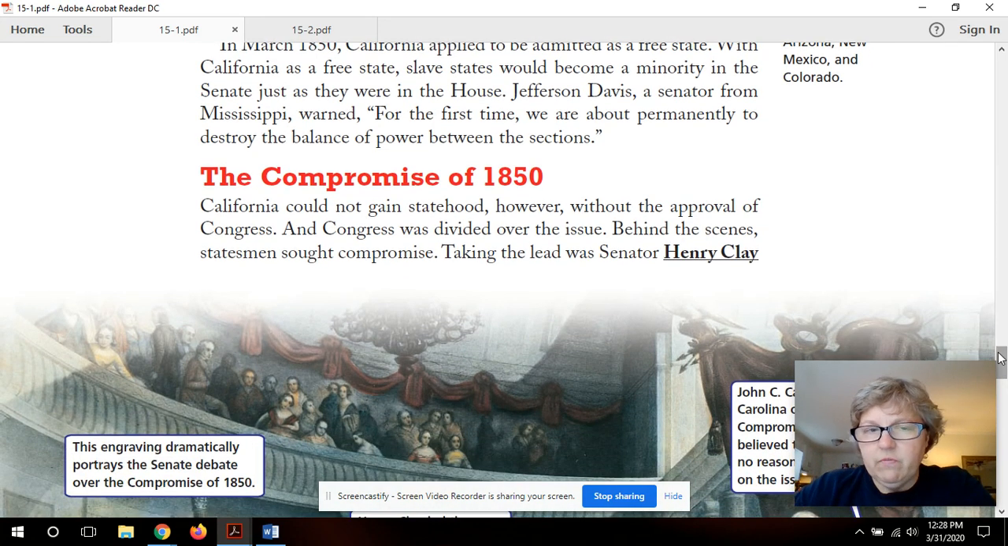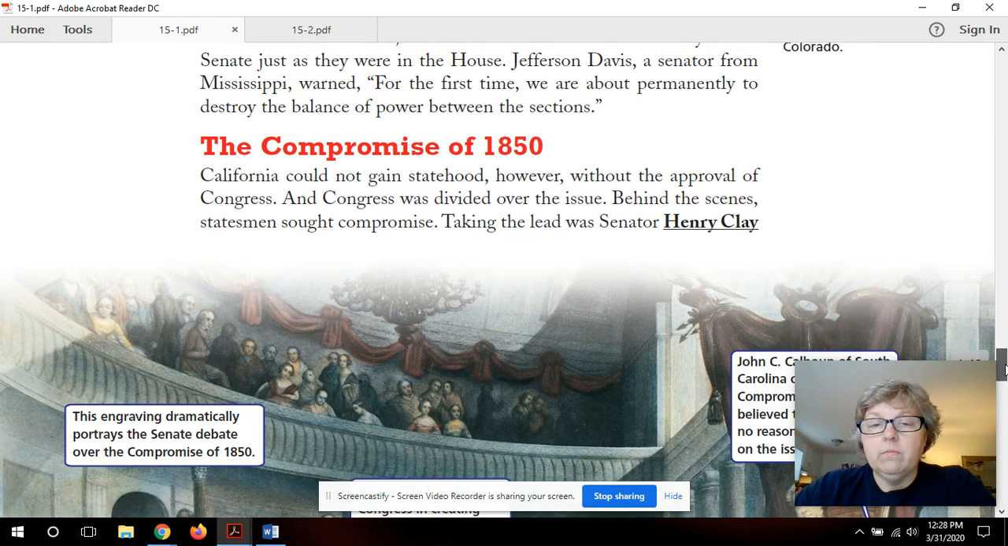And then moving on. This is the biggest thing in this section that you need to make sure you read. The Compromise of 1850. You are going to have a question where you have to compare the Compromise of 1850 to the Missouri Compromise, which we talked about some chapters ago. I think it was in chapter 12. So you're going to need to know that.